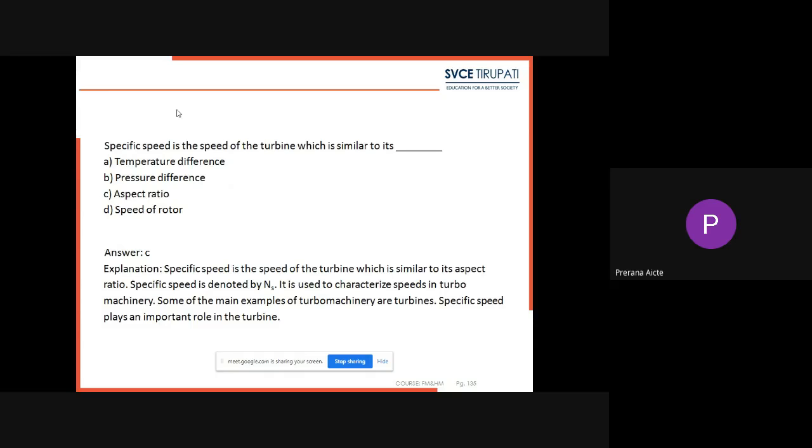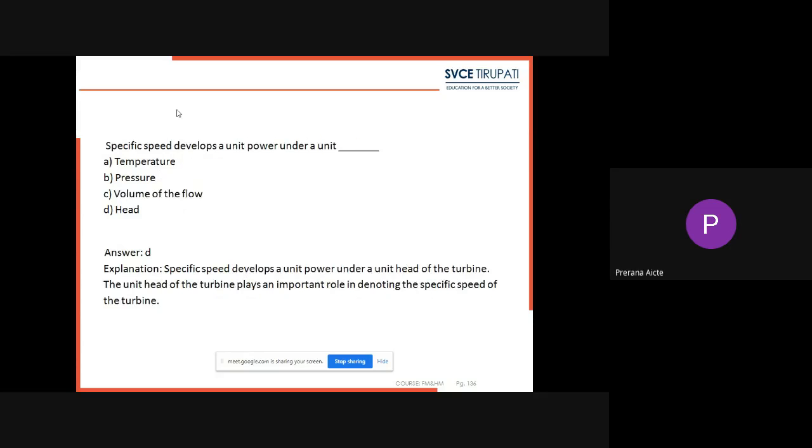The specific speed is denoted by Ns and it is used to characterize speeds in turbomachinery. Some of the main examples of turbomachinery are turbines. The specific speed plays an important role in the turbine. Next question. Specific speed develops a unit power under a unit head.